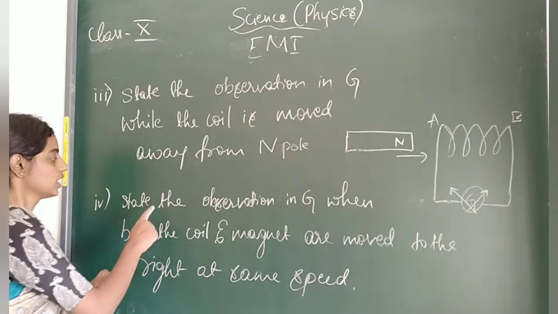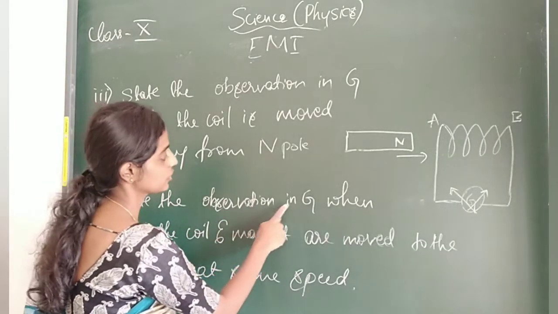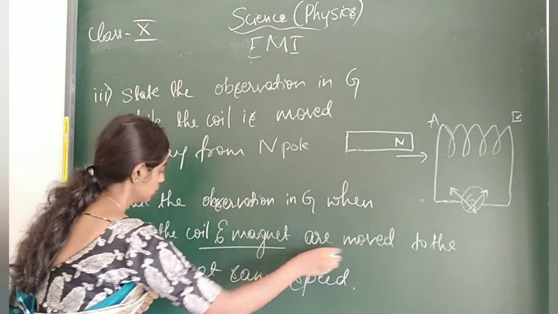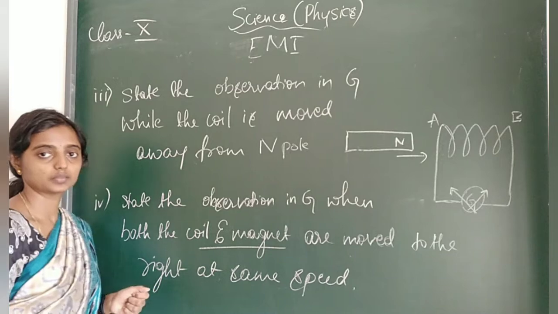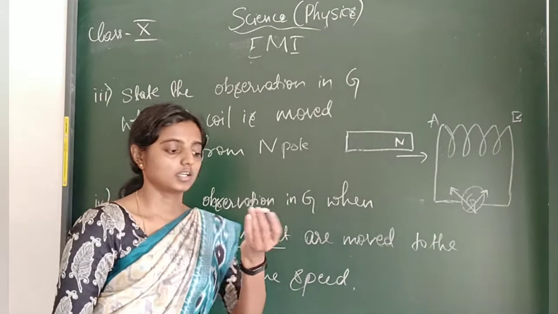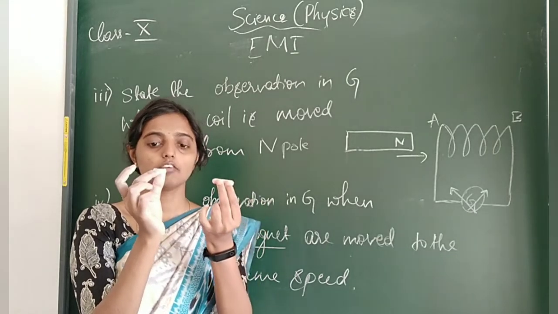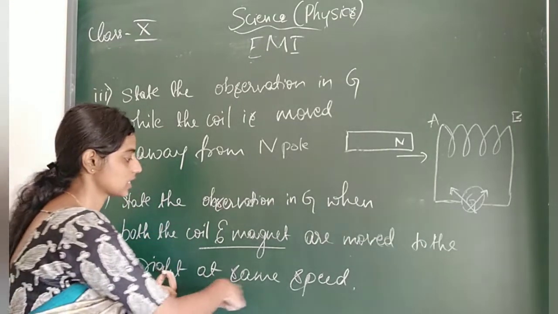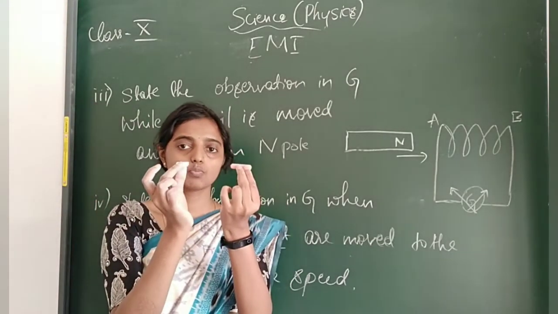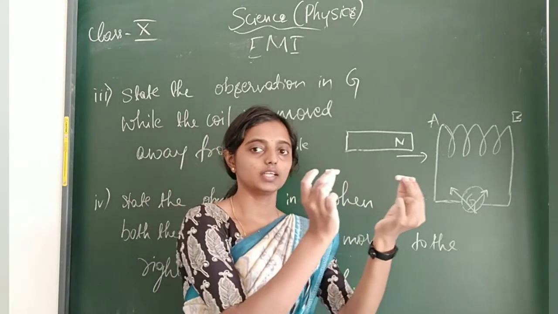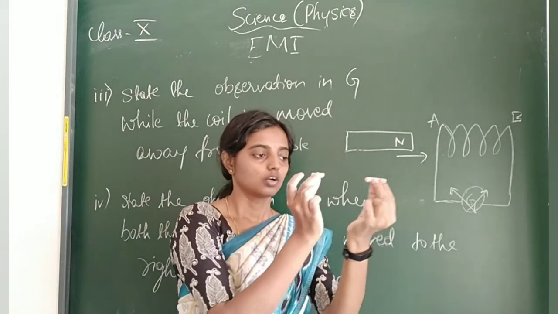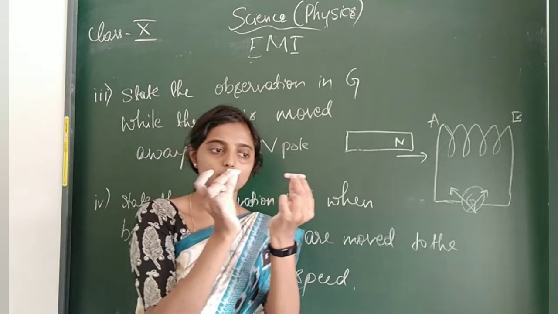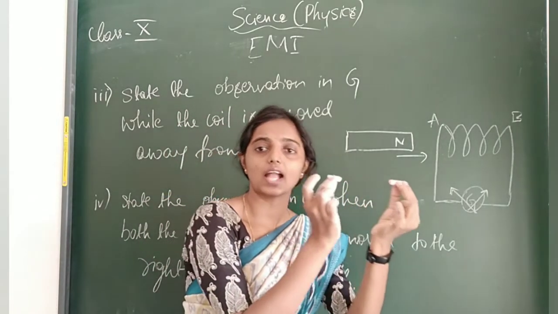And the fourth one: state the observation in the galvanometer when both the coil and the magnet are moved to the right at the same speed. Here, let this be a coil and this one our magnet. The question says they are moving at the same speed towards the right side. Can you guess anything? Couldn't you tell that they are both effectively stationary? When they both move with the same speed, nothing will change. That means it will act as stationary.